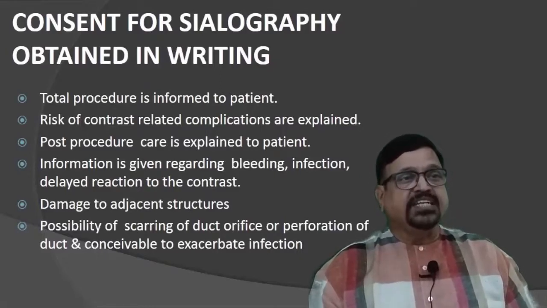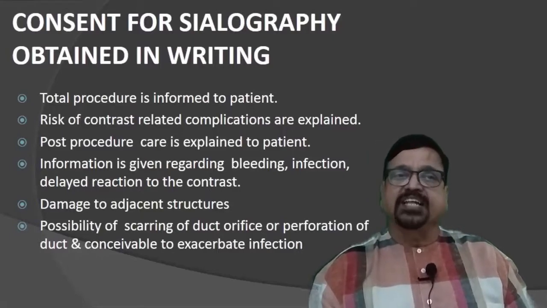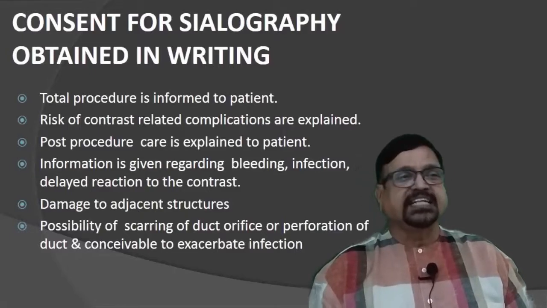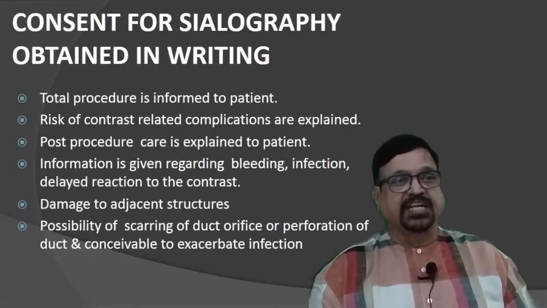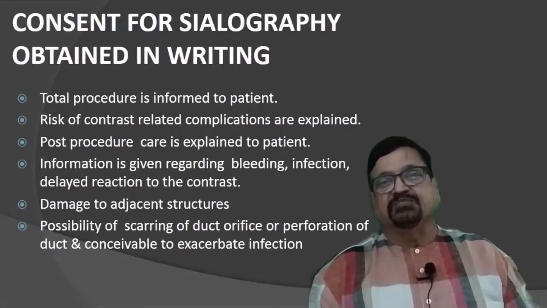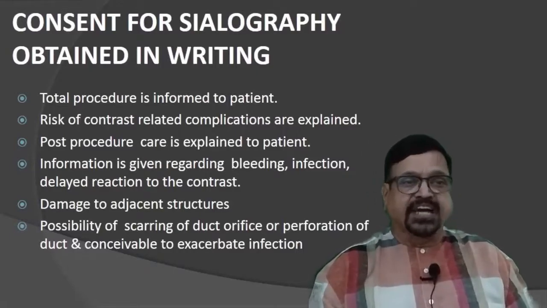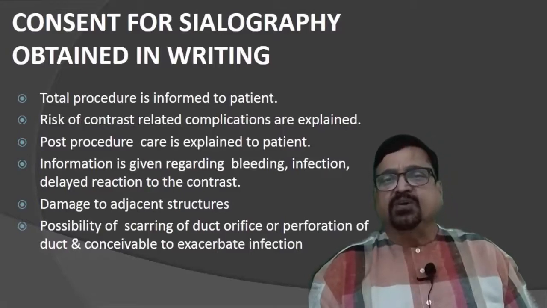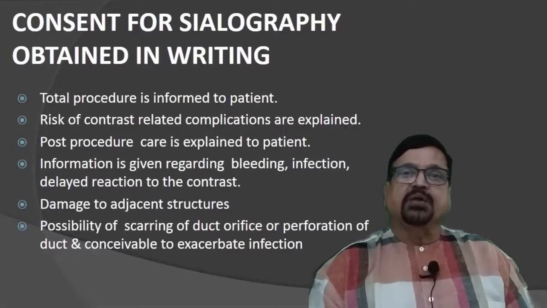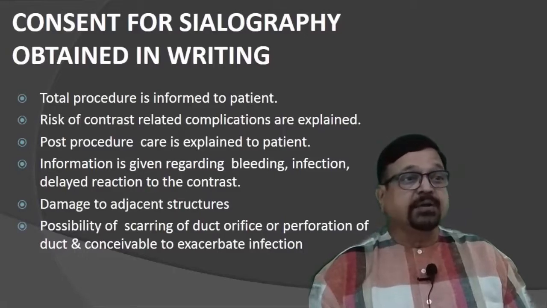Then information is given regarding bleeding. There is hardly any traumatization or rupture, so the chances of bleeding are less. Infection, okay, theoretical possibilities that can be taken care of. Sometimes patients are given antibiotic coverage. Then damage to the adjacent structures, fine, I don't think there are any. Then the possibility of scarring of the duct orifice or perforation of the duct, we have really not seen it, neither have we come across it. We have follow-up of this procedure in many patients for more than 3 to 4 years, but we have never come across this complication.